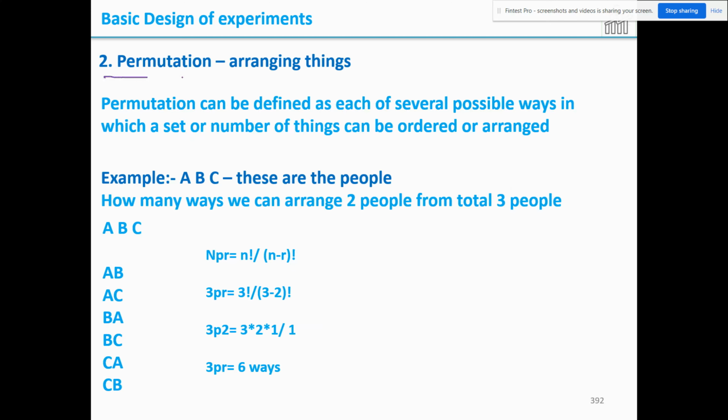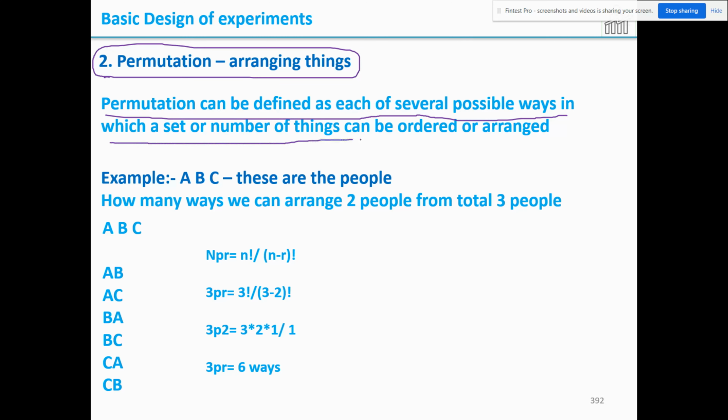Then the second one is permutation. What is permutation? Arranging things. Permutation can be defined as each of several possible ways in which a set or number of things can be ordered or arranged. It is how many ways we can arrange things. Permutation is about arranging things.